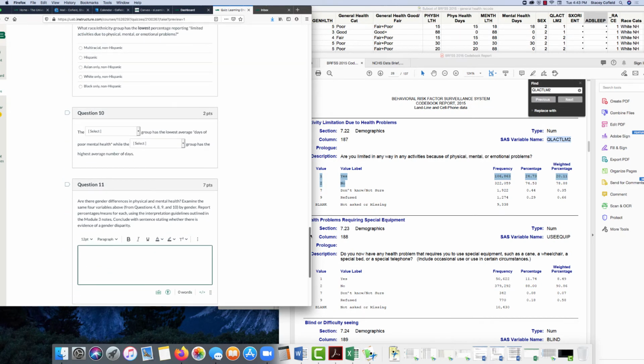It follows the same steps as we just did looking at the good, fair, or poor. Question 10: blank has the lowest average days of poor mental health while blank group has the highest average days. So let's see what our group options are. Again, there's only 4 racial options here. So of these 4, what is the lowest? And of these 4, what is the highest average days?